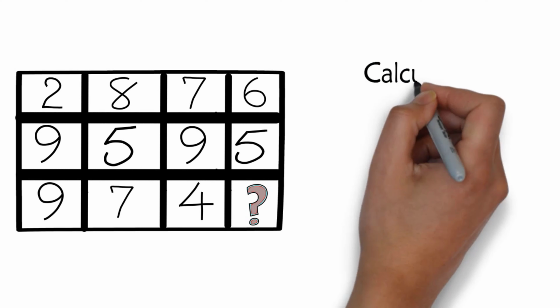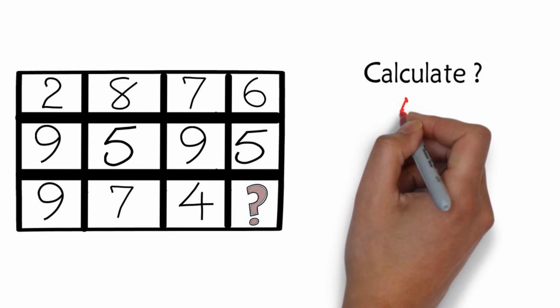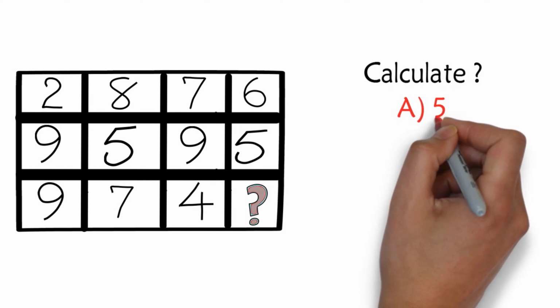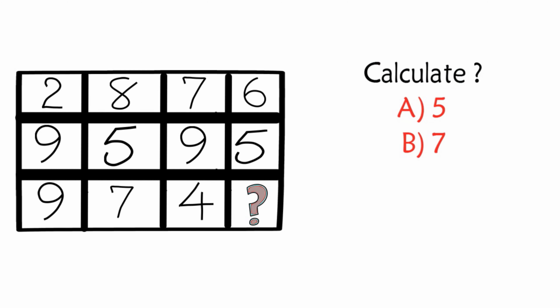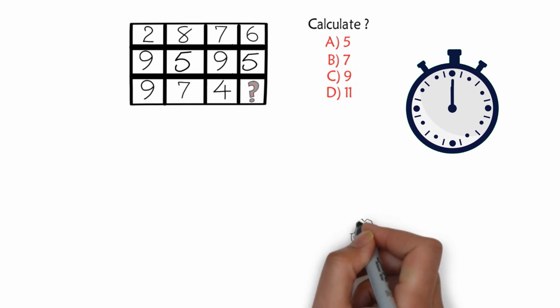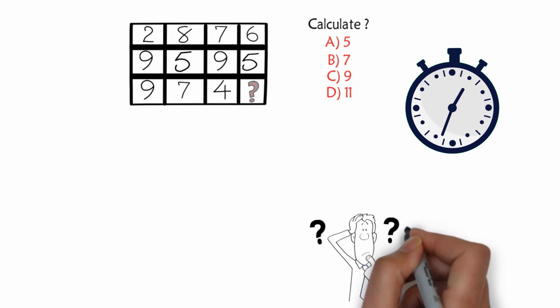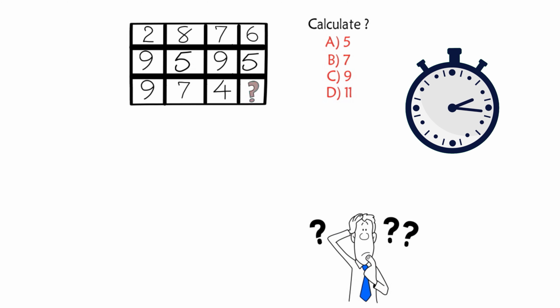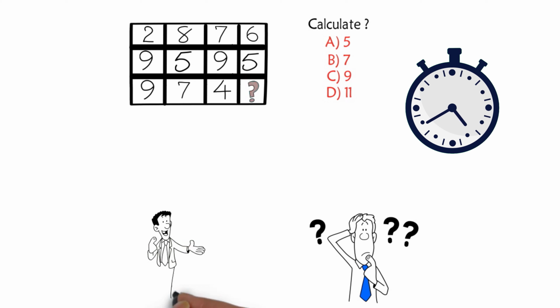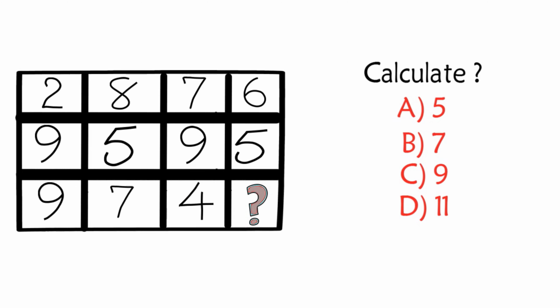And this is exactly what you need to calculate. You can choose from one of 4 different choices. Choice A, 5, choice B, 7, choice C, 9, and then choice D, 11. Do you think you can come up with the answer? Give yourself 5 to 10 seconds. This is about as much time as you will get in the test. Let's continue to see how we can get to the correct answer together.